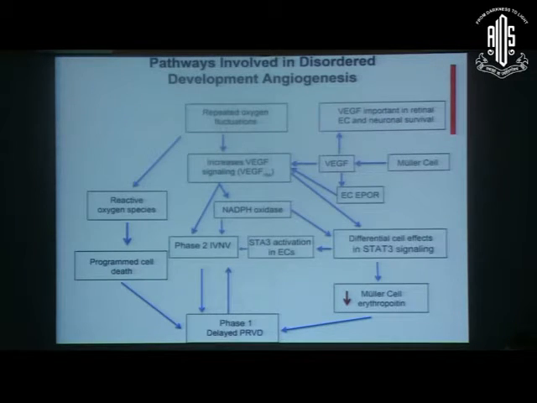This cartoon gives you an interplay between various factors: repeated oxygen fluctuations, increased VEGF signaling, then NADPH oxidase, etc. You can see that there's so much interaction, that is feedback mechanisms, some understood, some not well understood, involving VEGF, erythropoietin receptors, Mueller cells, photoreceptors, etc., and various other genetic parameters which we do not understand as of today. This is just today's understanding, which indicates the tremendous interplay between so many factors. I won't go into the details of that, that's all molecular biology.